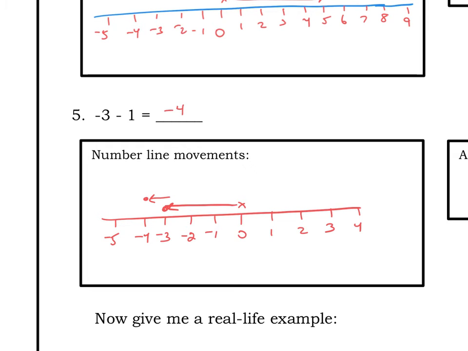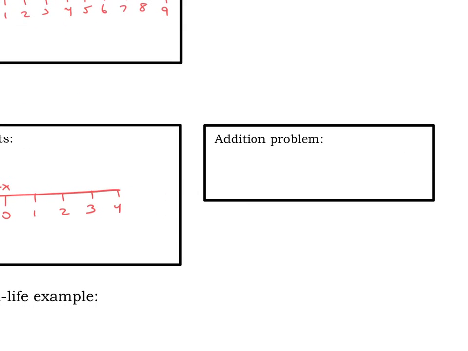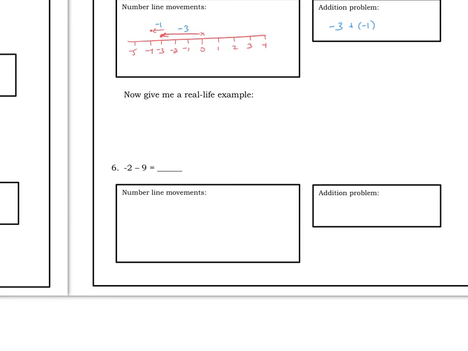Number line movements, first it was a negative 3, then it was a negative 1. So my addition problem would be negative 3 plus negative 1. And you can guess that still equals negative 4. All right, number 6.